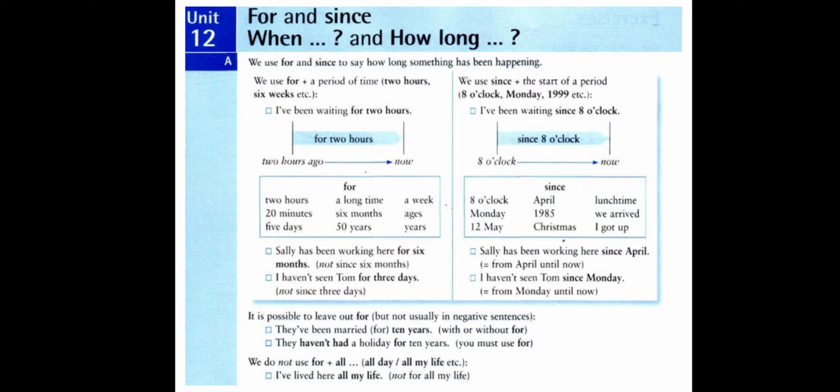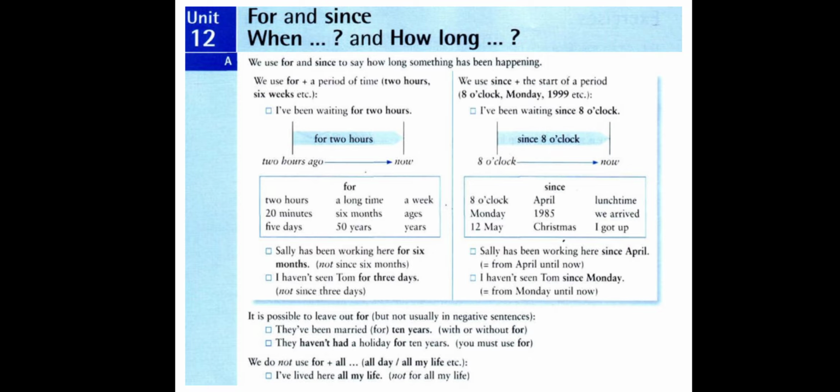We use for plus a period of time. For example, 2 hours, 6 weeks, 2 days, 3 days, 3 years, etc. I have been waiting for 2 hours. Here 2 hours, the whole period of time covered by the action. The action started 2 hours back and continues until now. It might stop before moments, it might stop now, or it might stop after some moments.